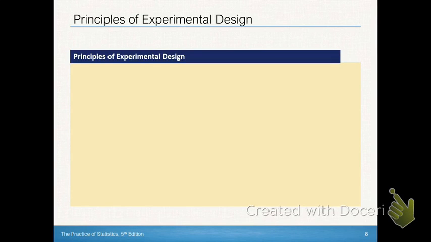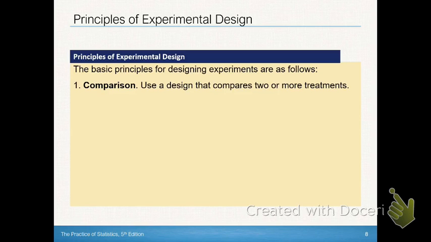In this section of notes, we're going to look at more about how to go about designing a good experiment. There are a few things we need to do in order to have a good experiment, and a few basic principles. The first is that we need to have comparisons. We need to have two or more treatments. One of those treatments could be a placebo or a control, but if you don't have something to compare your results to, then you can't say if something worked or if it didn't work.